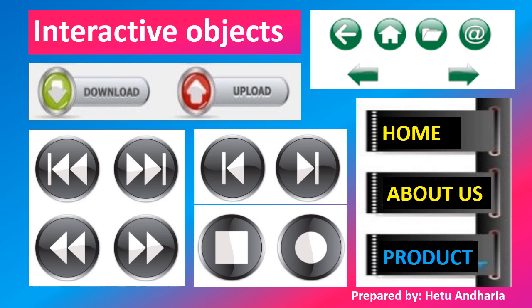Now here these buttons are given: download, upload, home, about us, product. These buttons are generally used in any website for interaction. Suppose a person likes to download a thing, then he can click on the download button. Then the flow of the program will change, and whatever file he is willing to download will be downloaded from the server to his remote computer or mobile phone. In the same way upload and all other buttons will change the flow of the program. That will add interaction to that website.